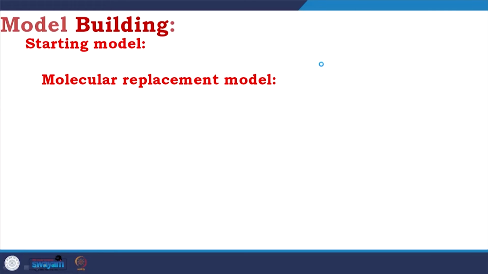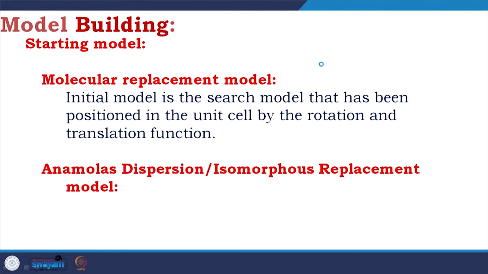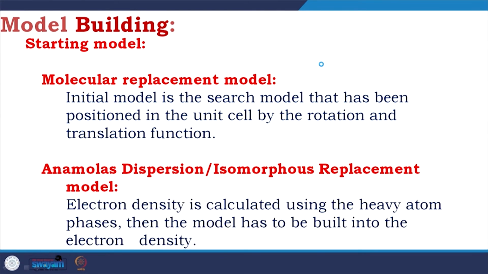So, we talked about refinement, now we talk about model building. The starting model we have through the molecular replacement. The initial model is the search model that has been positioned in the unit cell by the rotation and translation, as we talked about 6 degrees of freedom, 3 rotational degrees of freedom and 3 translational degrees of freedom. Anomalous dispersion isomorphous replacement model, which are coming from heavy atom. Electron density is calculated using the heavy atom phases, then the model has to be built into the electron density.